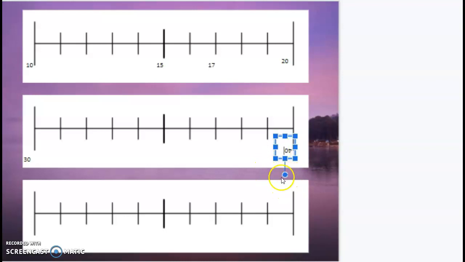Oops, that one's upside down. Turn my box around. Oops. The struggle is real on these computers, guys.